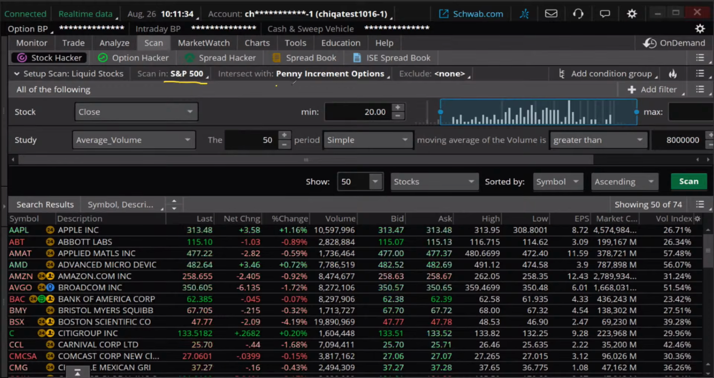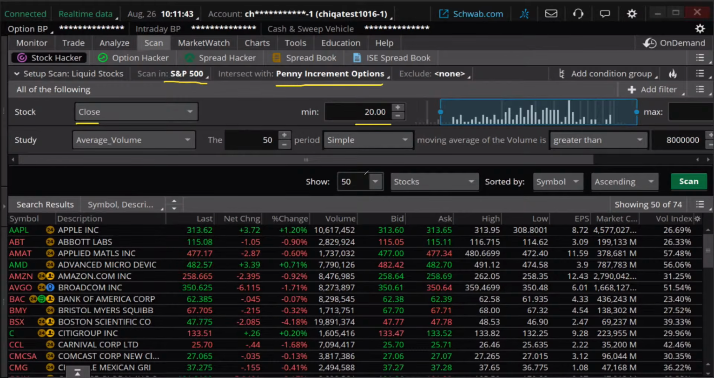Just going S&P 500 penny increment options is going to narrow it down significantly. Now I added some other things in there. I said a minimum closing price of $20. The reality is that's not limiting it that much, because the vast majority of S&P 500 stocks are already going to be $20 or more. But remember, this isn't a suggestion of exactly what you should do. I wanted you to be aware of the settings that you can use so that you can create your own scan.